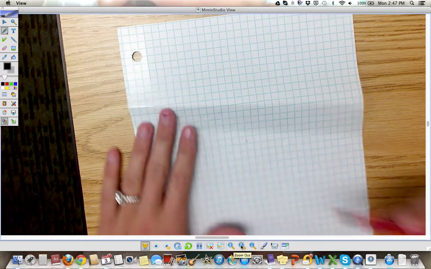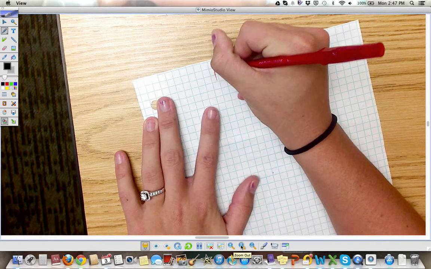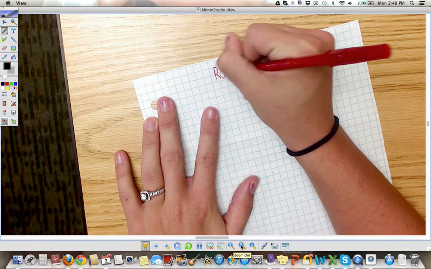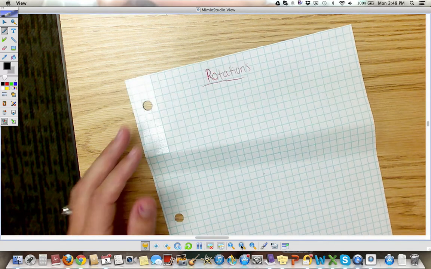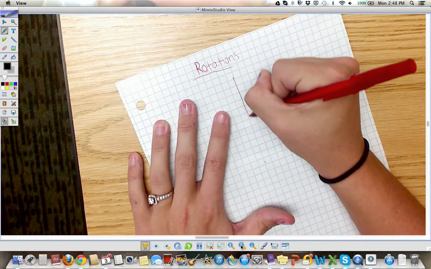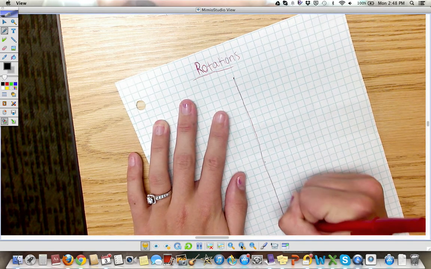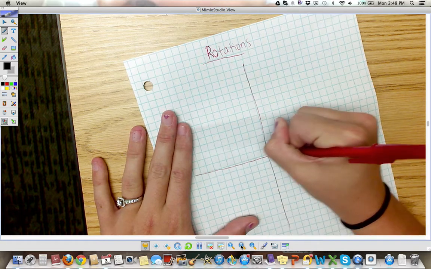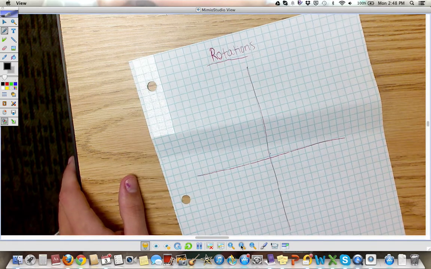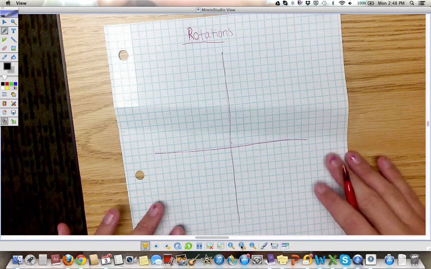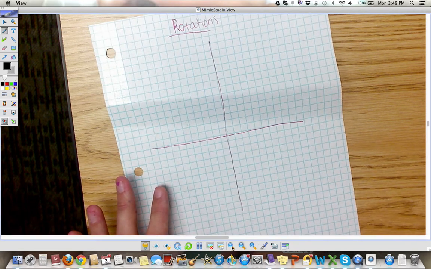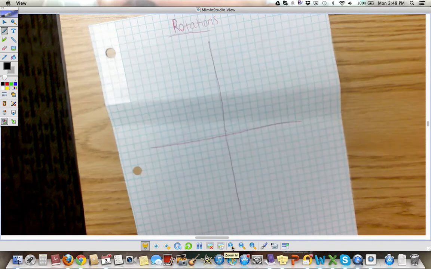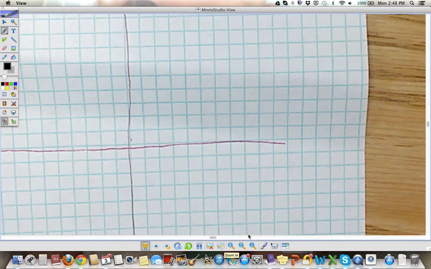All right, so at the top, let's write rotations. You're all working with me. Rotations. Then we're going to make a pretty big graph like we did before. Now we're going to draw points. I'm going to zoom in for this so that you can see the same thing as me. There we go. All right.